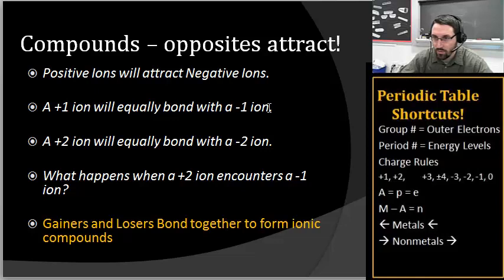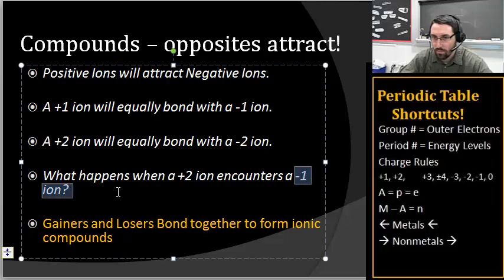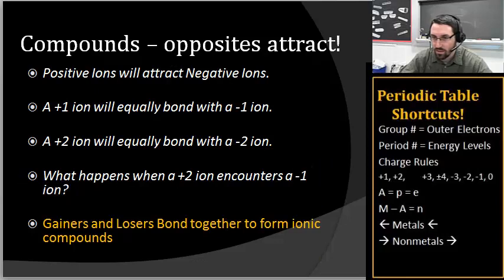+1 ions equally bond with -1 ions. +2 ions equally bond with the -2 ions. And then if you have a +2 ion and a -1 ion, you're going to need 2 of the -1 ions to cancel out the +2 charge to make a compound.